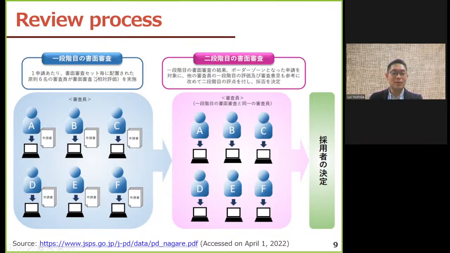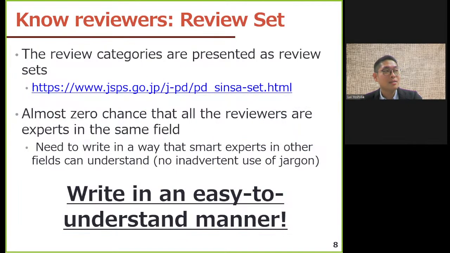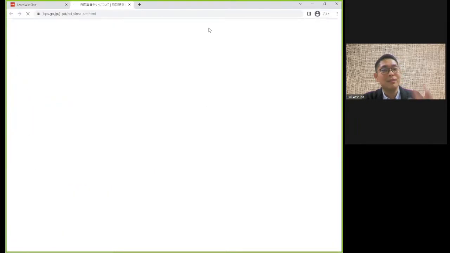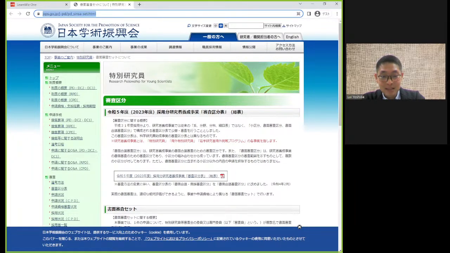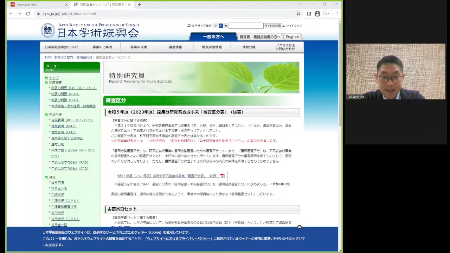Next, we would like to know who will be reviewers. There is some information about the review set, which in Japanese we call shinsa set. I'm sorry, but for my research, I just found this only in Japanese. I will share the link in Zoom.